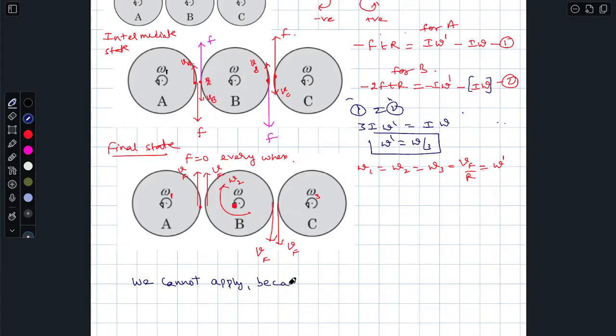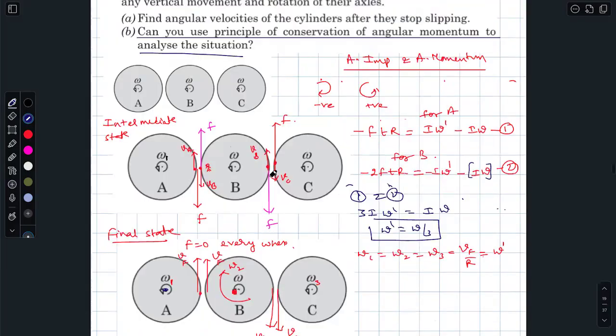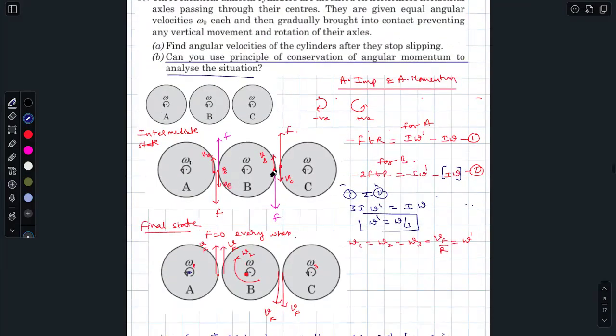Because there is an external torque, in the form of hinge force. You choose any point. If you are in this hinge, the other two hinges will exert force. So you cannot cancel torques. So therefore, you cannot apply law of conservation of angular momentum for this case.